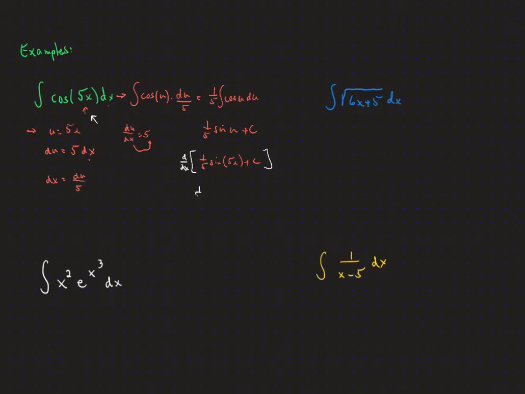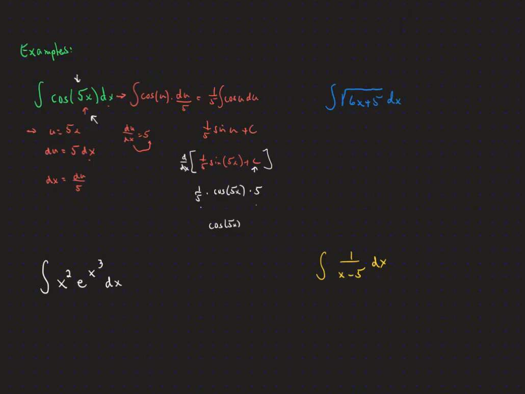So to take the derivative, the 1/5 would hang out. This is a chain rule derivative: the derivative of sine is cosine, leave the inside function alone, times the derivative of the inside function, and the derivative of the constant is 0. Our 1/5 and the 5 will cancel, and we get just cosine of 5x, which is exactly what we wanted. That's that integrand. Okay? All right, let's try another one.